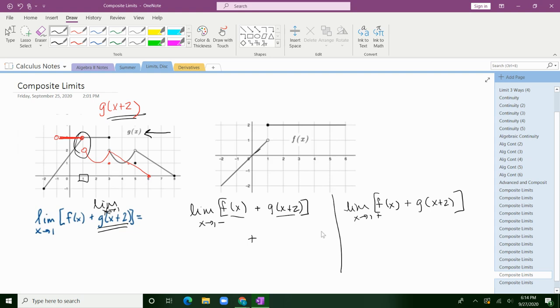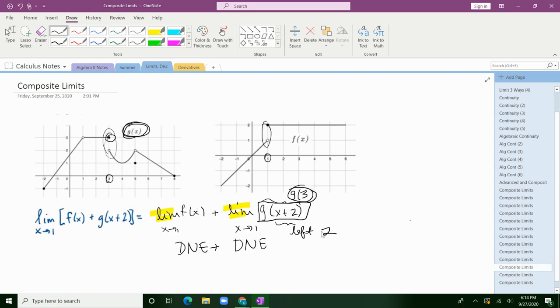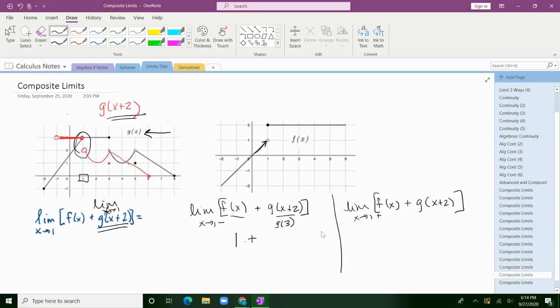So the limit as x approaches 1 from the left of f is 1, and then 1 from the left of g of x plus 2. You could do it two ways. You could think of this as g of 3 coming from the left, and look at the graph here, g of 3 from the left. That's definitely going to be 3, which makes the sum 4. Or you could look at what I actually graphed in red and find the limit as x approaches 1 from the left of my red graph. 1 from the left is still 3. Either way, it's 4.